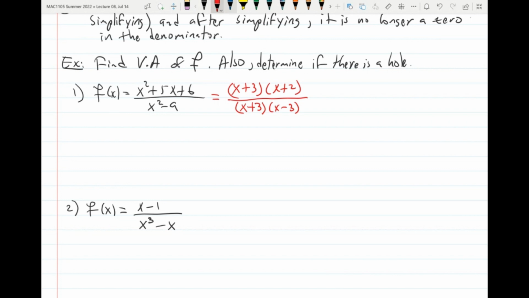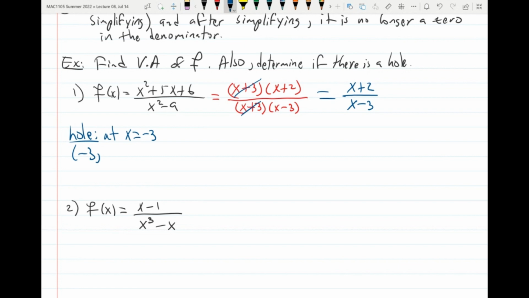Let's see. You see that the x plus 3 will cancel and this reduces to x plus 2 over x minus 3. So what does this mean about negative 3? That means that we found a hole. And where is the hole? So we found a hole at x equals negative 3. Namely, what's the point? That would be the point negative 3, comma.